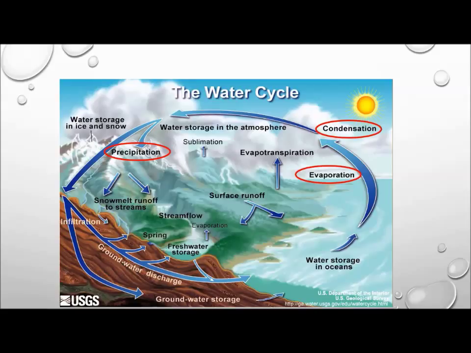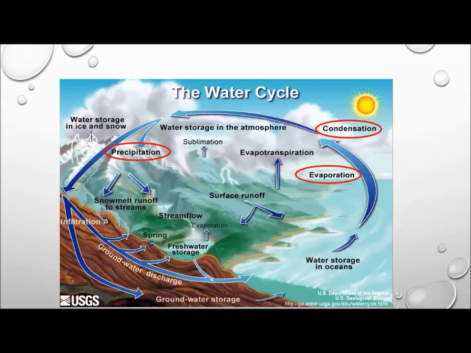Evaporation is when the sun heats up the water in the rivers or lakes or the oceans and turns it into vapor or steam. The vapor or steam leaves the river, lake, or ocean and goes into the air.